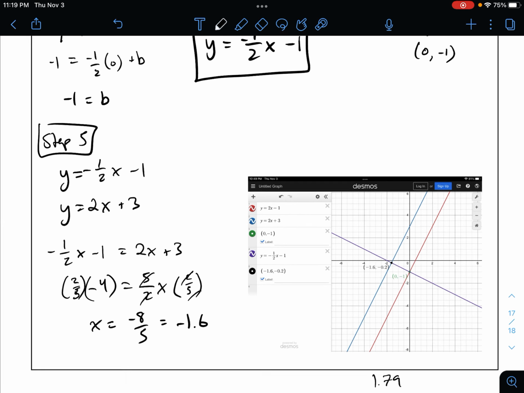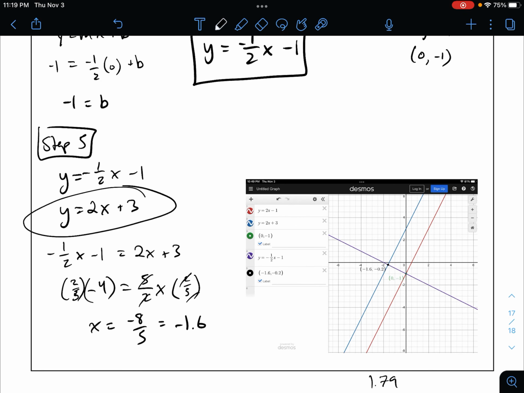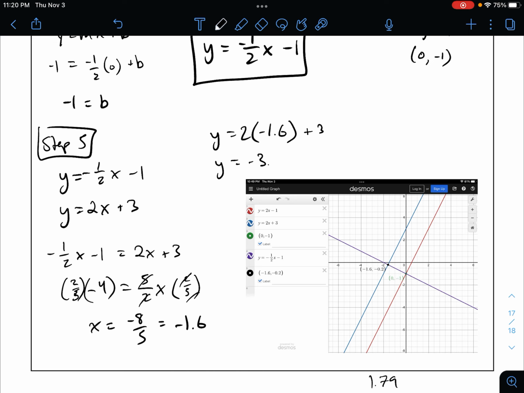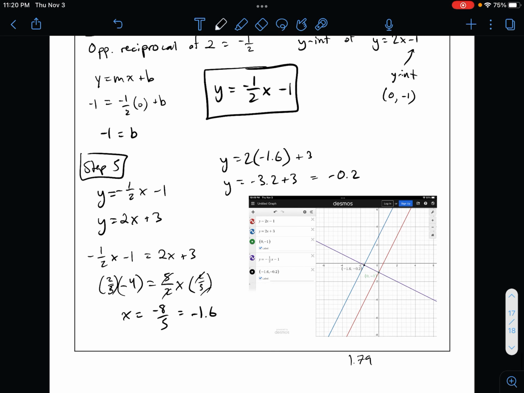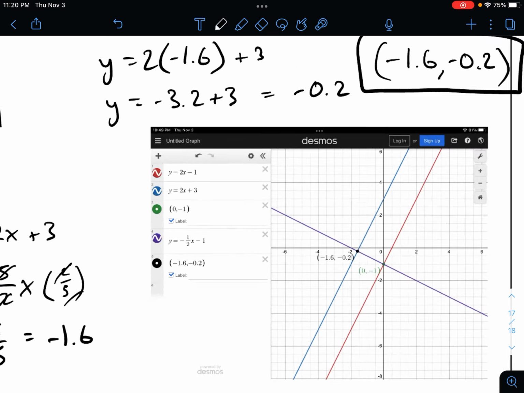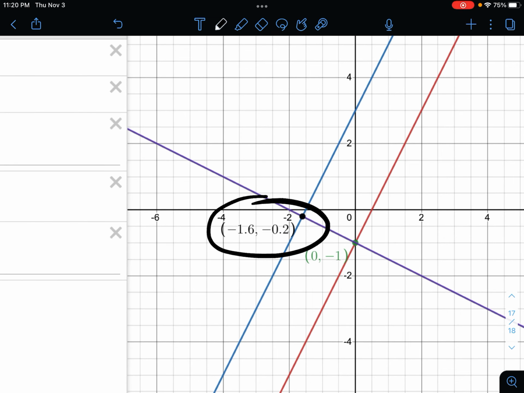All right, now I have to plug it back in. I'm going to plug it into this one right here. It looks a little bit easier. So when I take my y equals 2x plus 3, I'm going to replace the x with a negative 1.6. And this is equal to negative 3.2 plus 3, which is just negative 0.2. So the point of intersection should be negative 1.6 comma negative 0.2. And that is it right there.